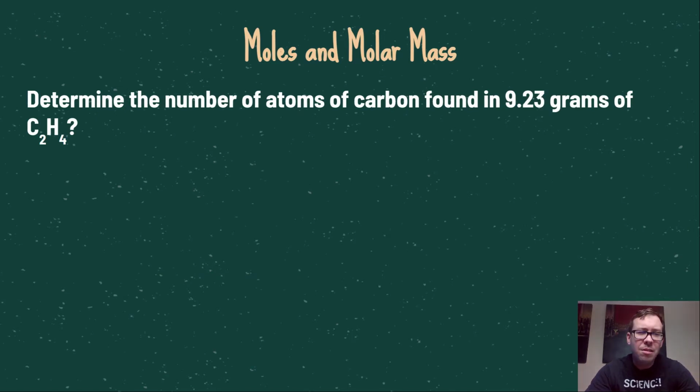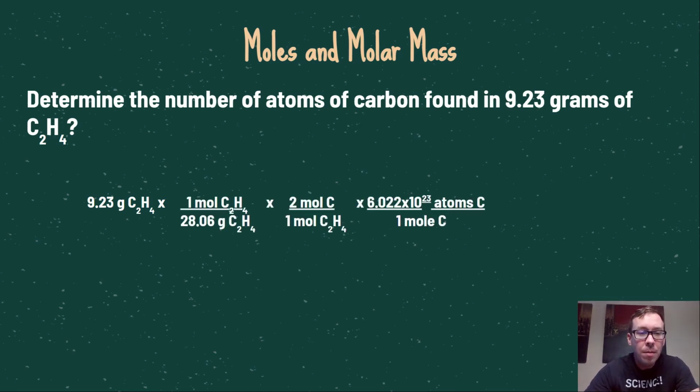So the question here is asking to determine the number of atoms of carbon that are found in 9.23 grams of C2H4. So we need to think about where we are going to start. We're going to start with the number that is given, which is 9.23 grams of C2H4. Using the molar mass that I would find on the periodic table, I am then going to convert my grams into moles. If I go back and look at the mole wheel, that's the only thing I can knowingly convert grams into, at least at this point in time, is moles. So I'm going to convert my grams to moles of C2H4.